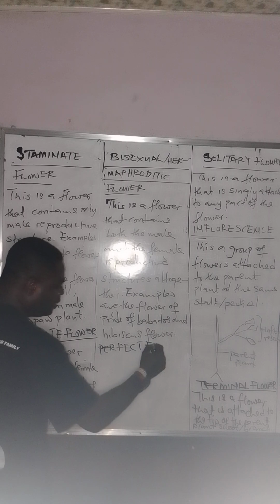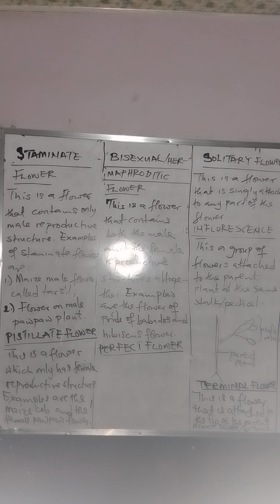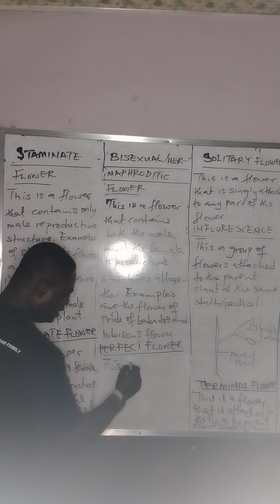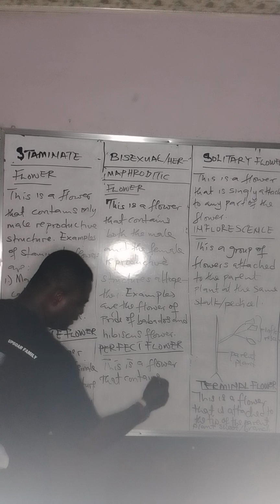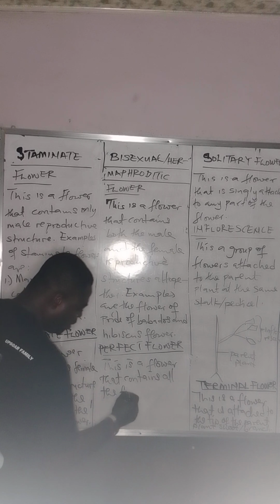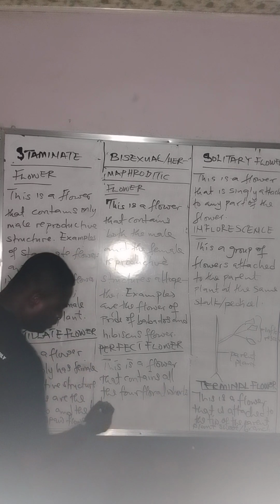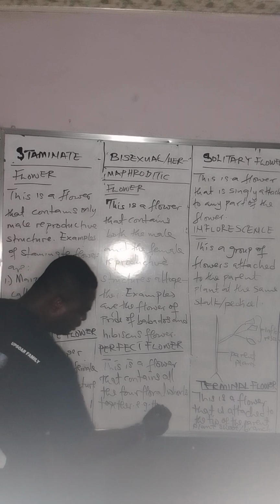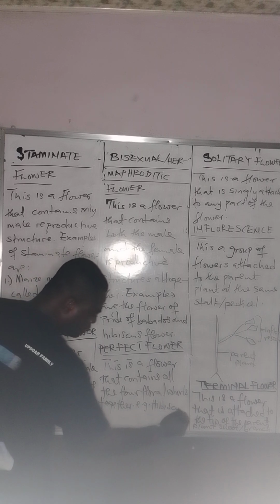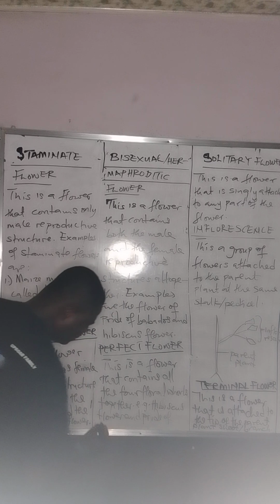What is a perfect flower? A perfect flower is a flower that contains all the 4 floral whorls together, e.g. hibiscus flower and Pride of Barbados.